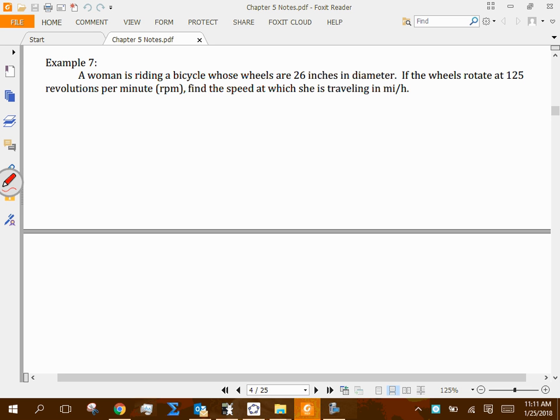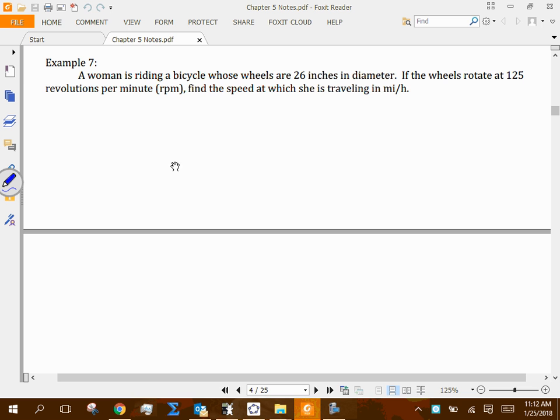This one here, example 7, says a woman is riding a bicycle whose wheels are 26 inches in diameter. The wheels rotate at 125 revolutions per minute, which a lot of times they're just going to say RPMs, and they won't say revolutions per minute. I note that unit, or that rate. It says find the speed at which she is traveling in miles per hour.